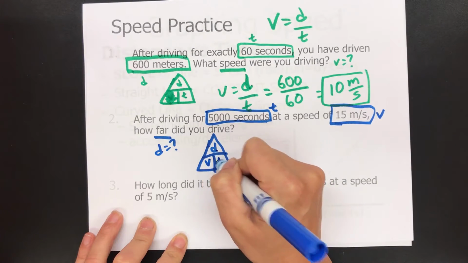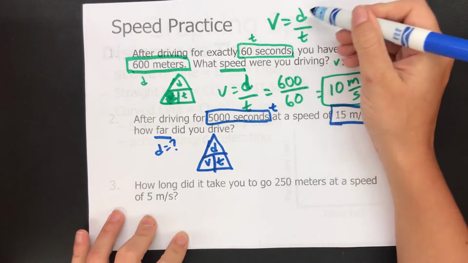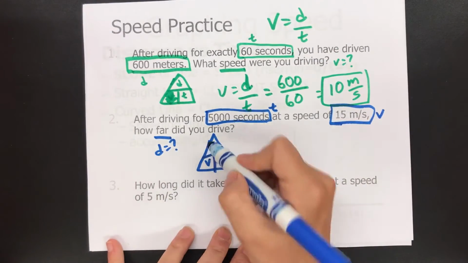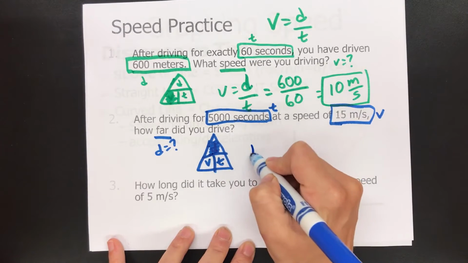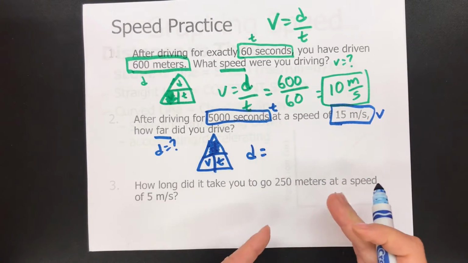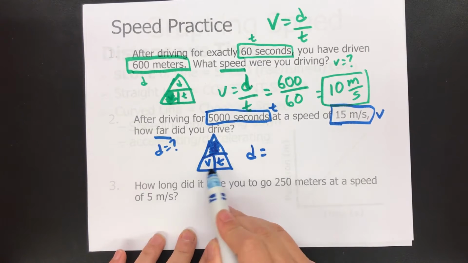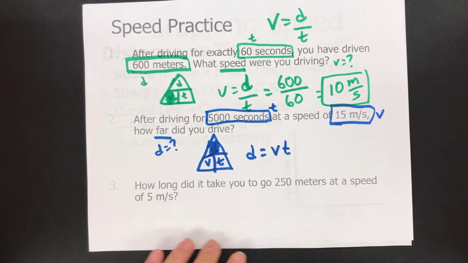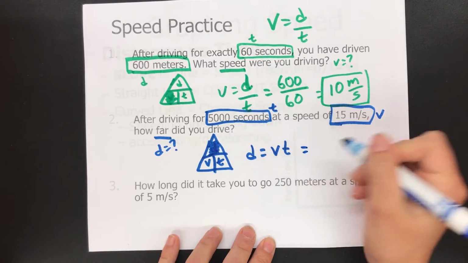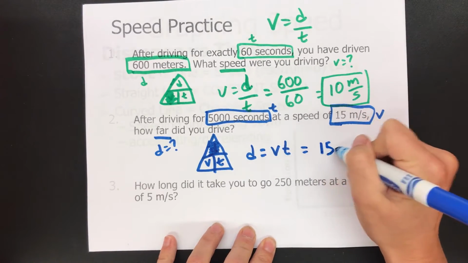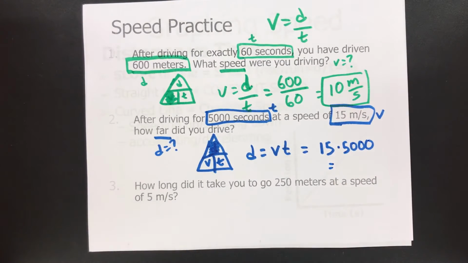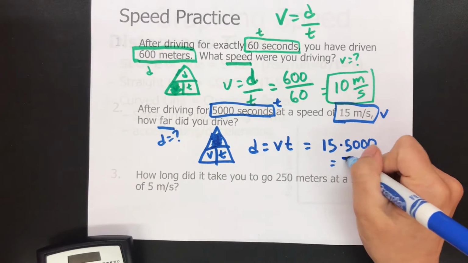Okay, so now we're going to use our lovely triangle here. D's on top, V and T at the bottom. Again, every single time it's going to be that because D is on top of the line, so it goes on top of the line in the triangle. This time we're looking for D, so you shade in D, and then whatever is left is what goes into your formula. So V and T are next to each other here, that means they're going to be next to each other in our formula. So V times T. So all you're going to do is 15 times 5,000.